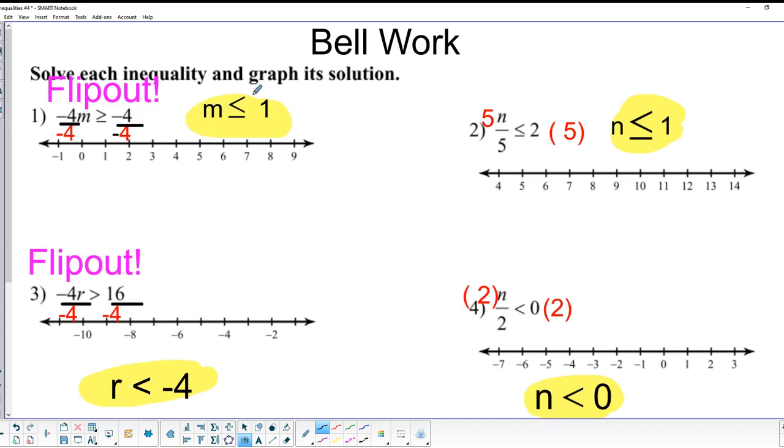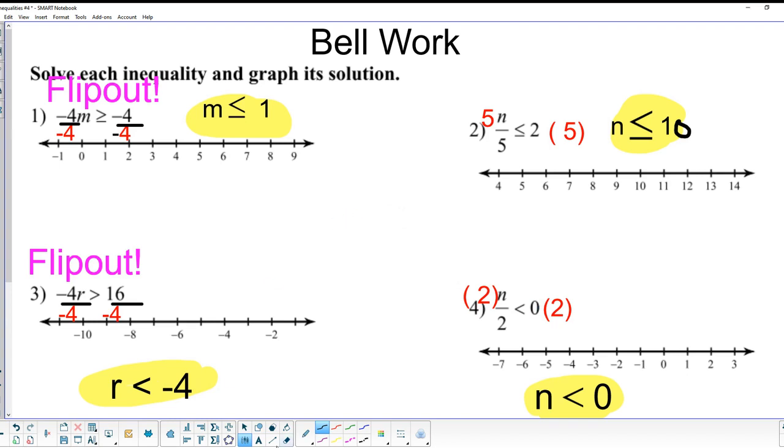So on the first one, m is less than or equal to 1. On number 2, n is less than or equal to 1 also. Actually, n is less than or equal to 10 if you think about it, because 2 times 5 is 10. All right, on number 3, r is less than or equal to negative 4. And on number 4, n is less than or equal to 0, because 2 times 0 is just 0.